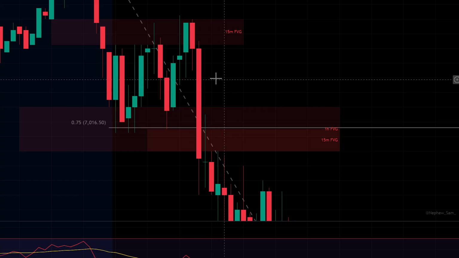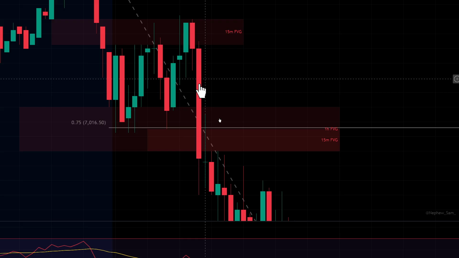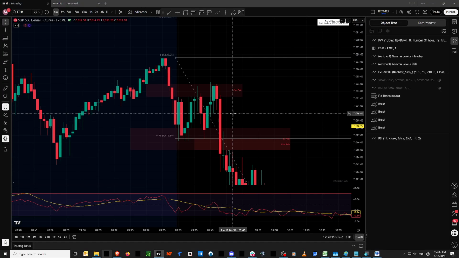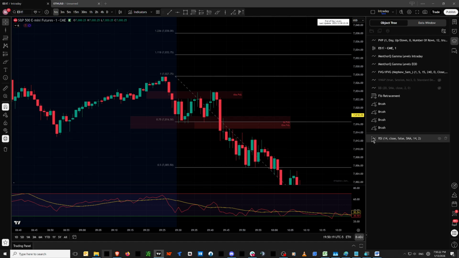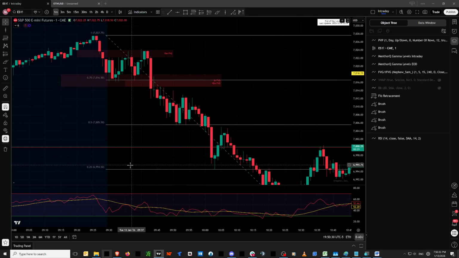So the idea is that they're still willing to go short, but only if price comes back into here. Okay? There is a caveat to this, though. Notice here's 1, here's 0.75, here's 0.5, then 0.25, and so on.